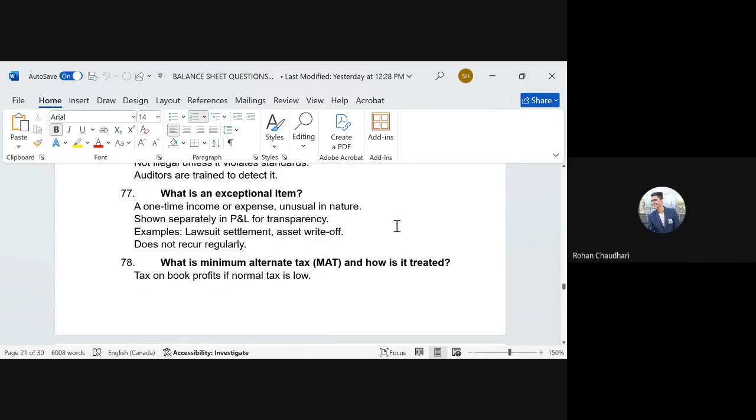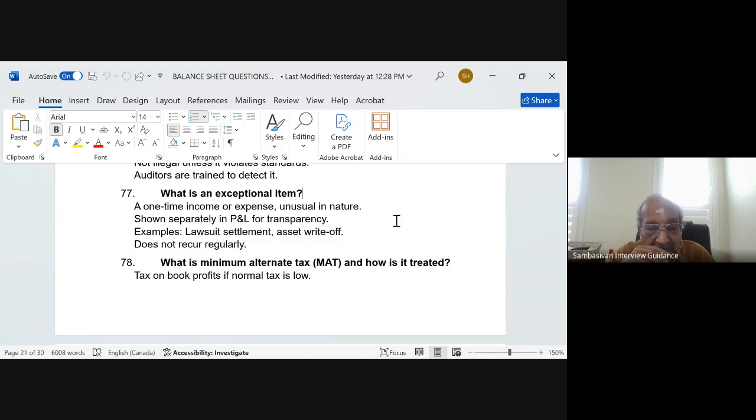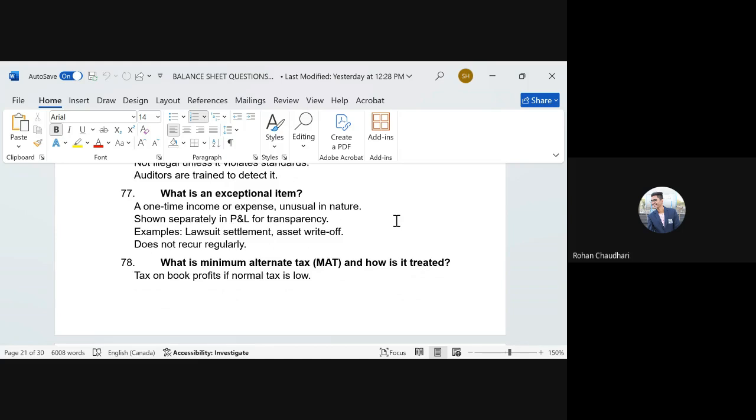What is an exceptional item? A one-time income or expense, unusual in nature, shown separately in P&L for transparency. Examples: lawsuit settlements, asset write-off, does not recur regularly. Question number 78, please read: what is an exceptional item? Read once again. Exceptional items means a one-time income or expense, unusual in nature, shown separately in profit and loss for transparency. Examples: lawsuit settlements and asset write-off, does not recur regularly.